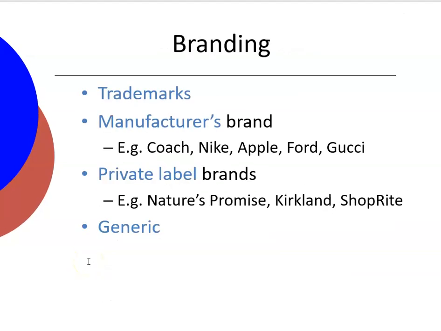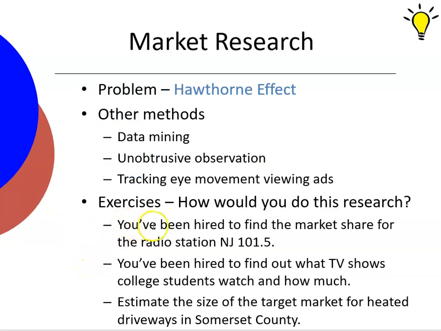So here's some problems you might try to do, and think about how you're going to do research on these things. You've been hired to find the market share for the NJ1015. Well, you can't do things like a survey, again, Hawthorne effect. People will think, oh, I listen to NPR. You can't do call-in things. Why? Because you're not really surveying all the people that are listening, and you don't know how many people are listening to other radio stations at the time.